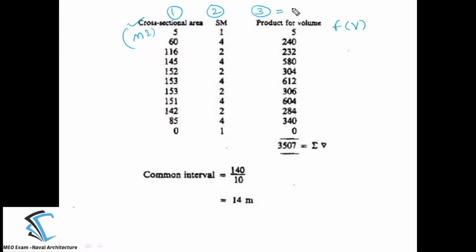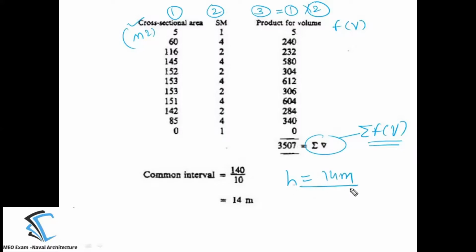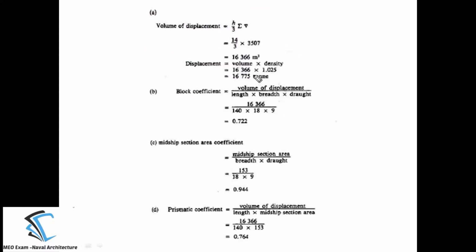So column number 3 will be a function of volume. Column number 3 will be column number 1 multiplied by column number 2. If you do this calculation, you will get the summation of the function of volume. We have already done the calculation for the common interval h equal to 14 meter. So the first sub question was to calculate the volume of displacement.